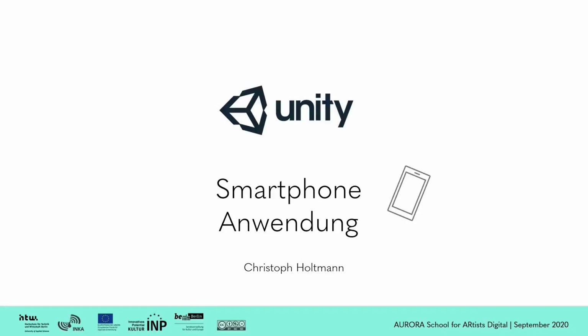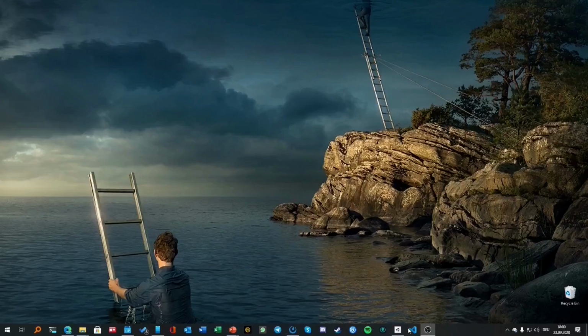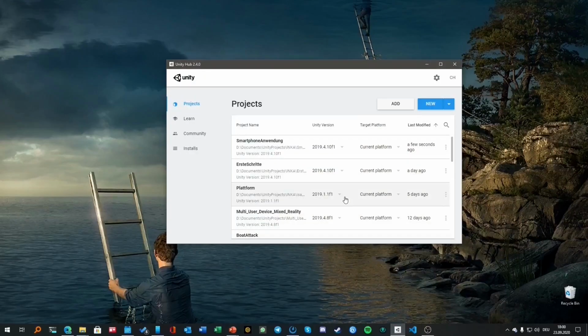I'm Christoph and today I want to show you how to create your own smartphone app in Unity and install it on your smartphone. To do this, we'll look at the settings you need to be aware of to make sure everything runs smoothly, how the process works step by step, and how it looks in the end for Android and iOS. First, we open the Unity Hub.